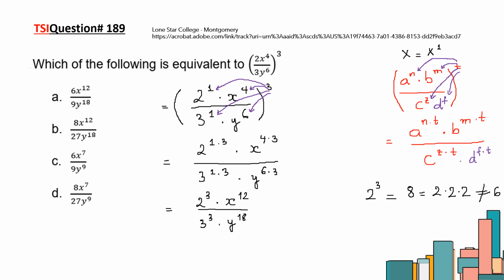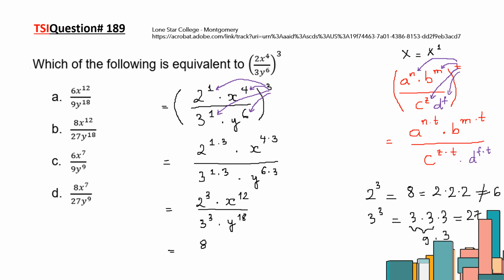Okay, so 3 cubed, that is 3 times 3 times 3. 3 times 3 is 9, times 3 is 27. So simplify the last step.